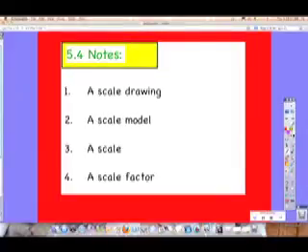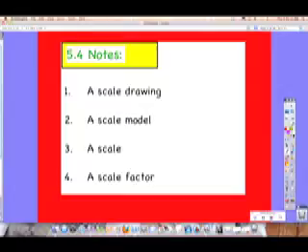These are all vocab words. This is day 2 of scale drawings, making sure we catch you up. So if you notice, every single one of these vocab words has what word in it? Scale. So you want to make sure you know the difference between them. So number 1 and number 2, I feel like they go together.